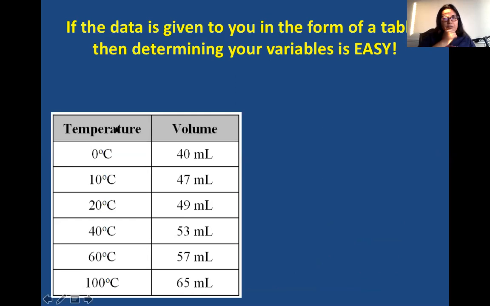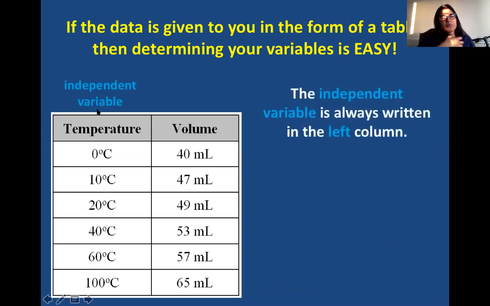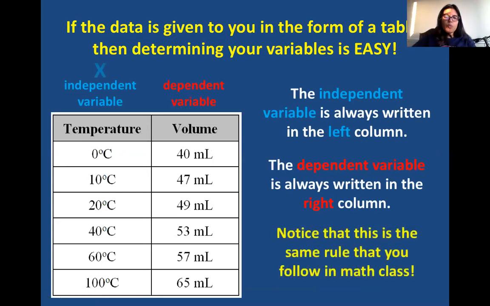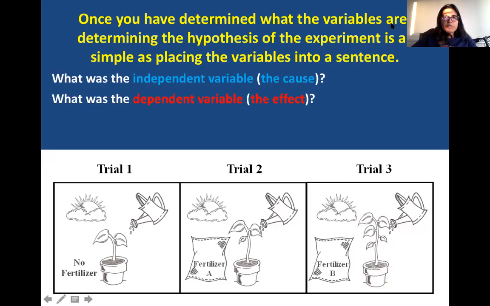If you are getting this information in a table, it's going to be the independent variable is the left, the cause, temperature, and the dependent is what is result. On a graph, you have your independent variable on the x-axis, dependent variable on the y. Once you have determined, let's talk about hypothesis.